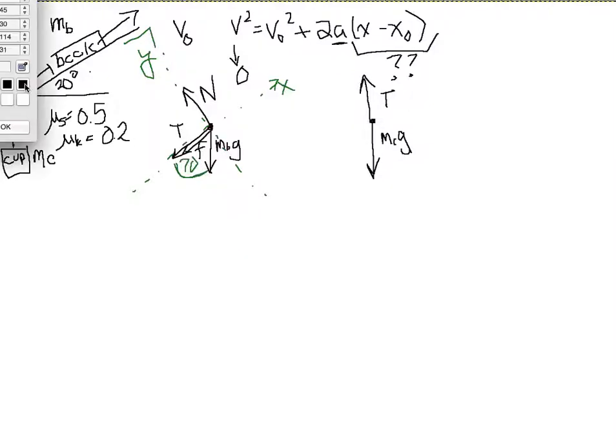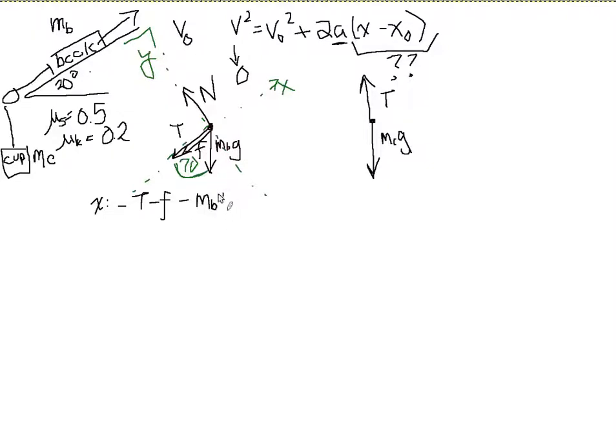I'm going to write my x equation. If you tip your head to the side, you see that these two vectors that are flat on the x-axis are pointing to the left, so those are negative: minus T minus f. The x component of the slantways vector is also negative, so that's minus m sub b g cosine 70. Those all have to add up to what's happening, and what's happening is that it's moving to the right but slowing down, so that's a negative ma, and it's m sub b a because this is the book.